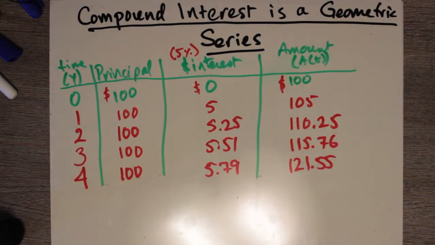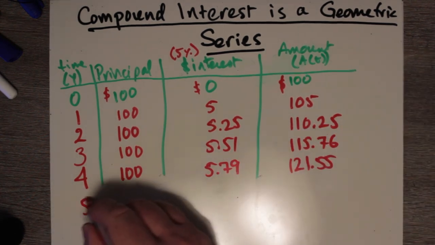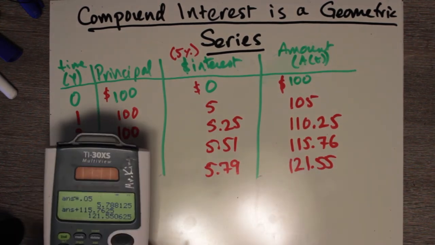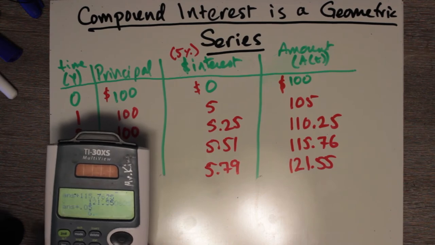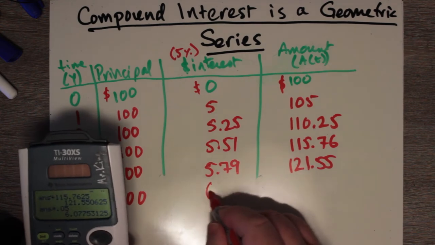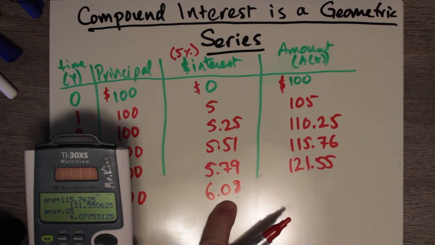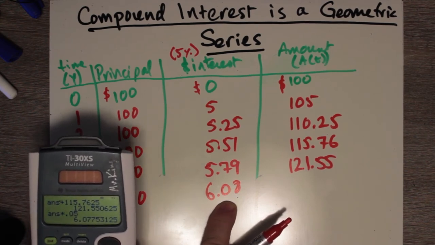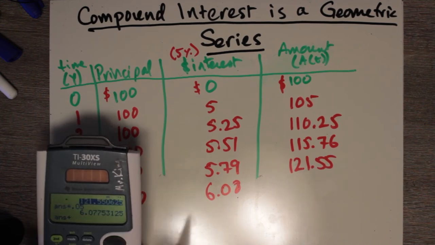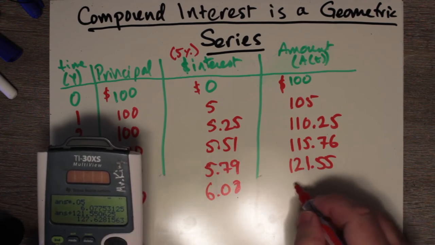It kind of looks small now, but if you think about simple interest, this would have been 120. So year five would have been 125. So if we do this again, multiply by 0.05, and we get $6.08. So we got now an extra dollar of interest, right? Not $5 anymore, we're all the way to $6.08 now. And we add that to our last balance, and we get $127.63.